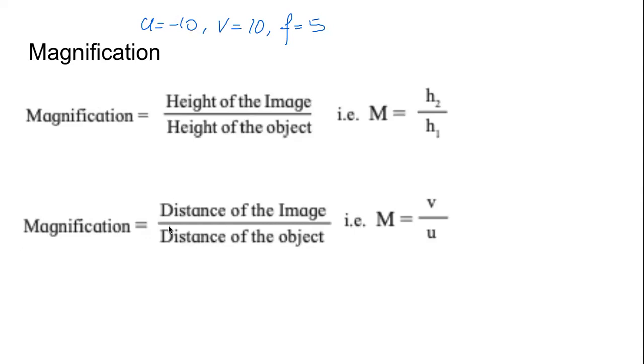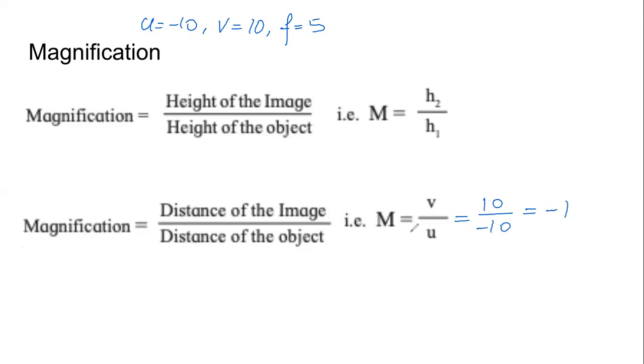We don't know the heights yet, but we know the distance of the image and the object. Let us try to find out. What can I write in place of v? It is 10. What can I write in place of u? -10. 10 divided by -10 will be how much? -1. So what does this -1 mean?